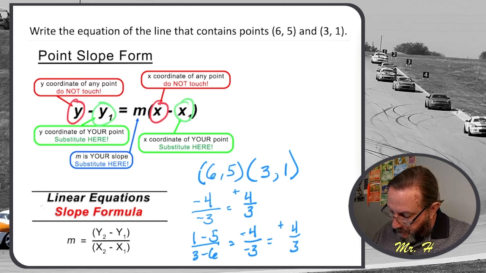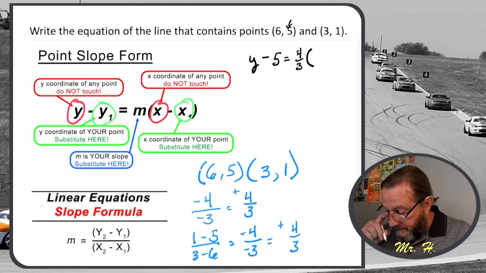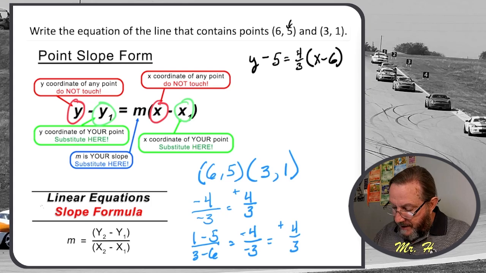We're going to start off with y minus y1. Well, here's that number. That's going to be 5, is equal to m, that's our 4/3, times x minus x1, x minus 6. That's our linear equation written in point-slope form.